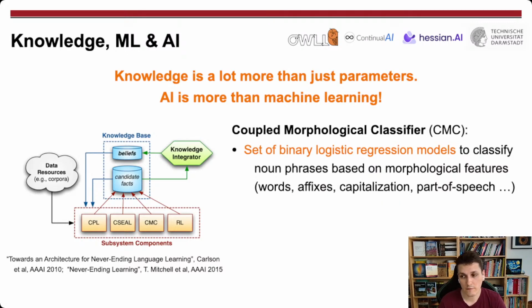Similarly, maybe from a different perspective, also from the active learning inspiration for us, but maybe also for them, is the coupled morphological classifier, which is a set of binary logistic regression modules that classify noun phrases based on morphological features of different types. So it could be words, it could be affixes, it could be capitalization, part of speech tagging, and so on.